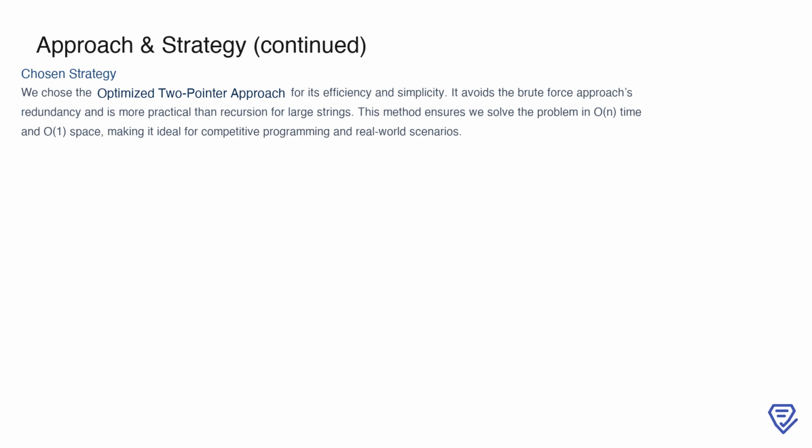It strikes the right balance between simplicity and efficiency, avoiding the brute force method's unnecessary redundancy and the recursion method's stack overhead. With its linear time complexity, O(n), and constant space complexity, O(1), this approach is both practical and performant. These attributes make it suitable not only for competitive programming but also for real-world applications where handling large strings efficiently is critical. By focusing on the minimal work required to validate the palindrome condition, the two-pointer technique ensures we solve the problem in an optimal manner.